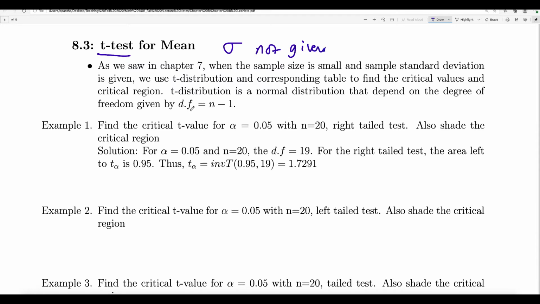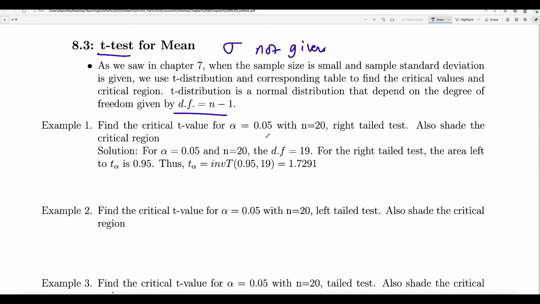When sigma is not given, we need to use the degrees of freedom, which is given by the sample size minus 1, n minus 1. Again, we have the two methods. One is the critical value method and the other is the p-value method. The p-value method can be applied directly from the calculator. For the critical value method, you will have to find the critical value.